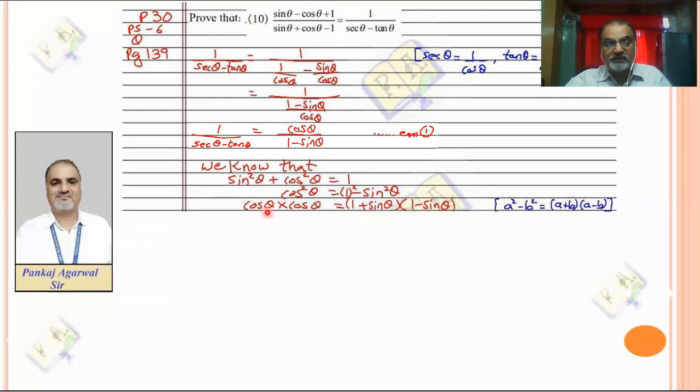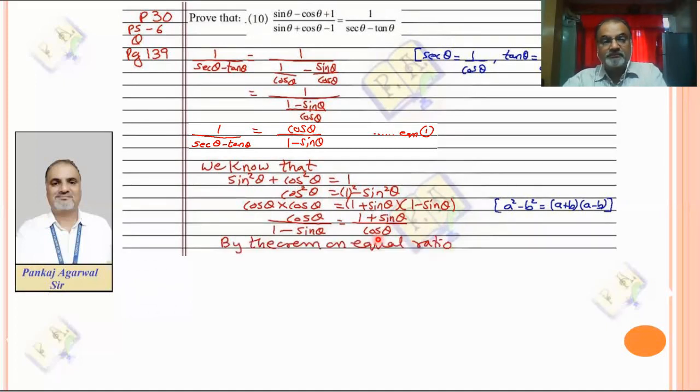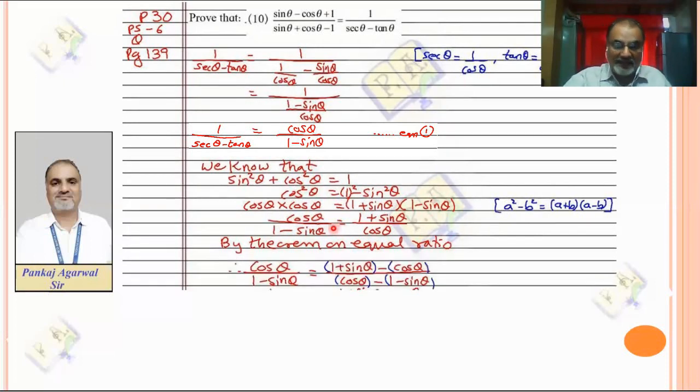Now, cos theta will go on the right hand side, and here one of the brackets, either plus or minus, has to be shifted to the left hand side. I'm shifting the negative one. So cos theta whole upon 1 minus sin theta equal to 1 plus sin theta whole upon cos theta. Now, take both the ratios as equal to k, or directly by theorem on equal ratio, each ratio. I am taking the left side term, cos theta whole upon 1 minus sin theta, and I can either add or subtract the ratios n number of times.